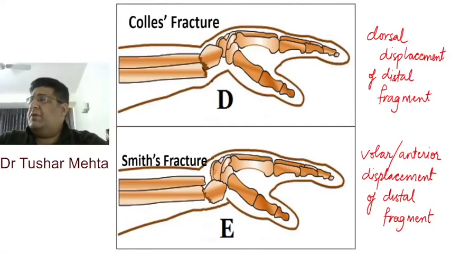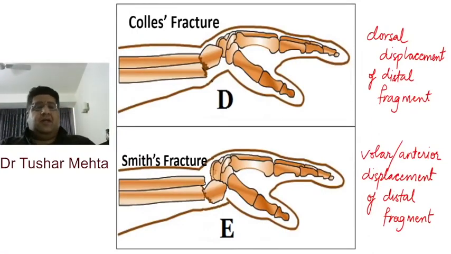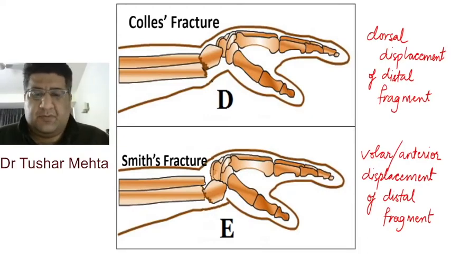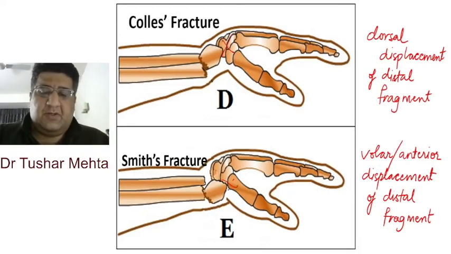This is the time to address two very important fractures, although very simple. I know most of you get it right. One is called Colles and one is called Smith. What is common between them? Both are fractures of the distal end of the radius. Both are away from the wrist joint. Both do not involve the wrist joint. So both are extra-articular.